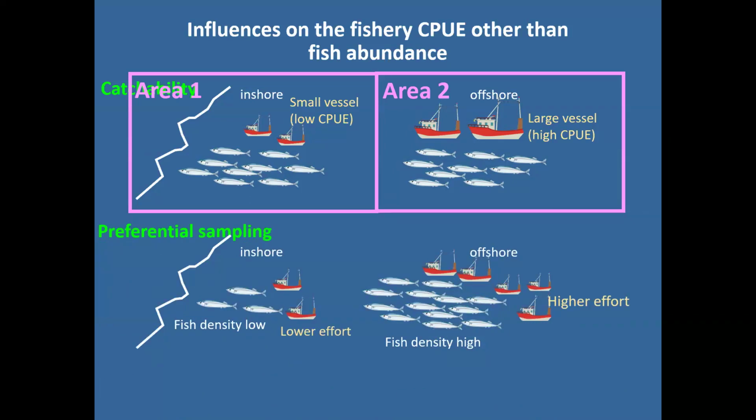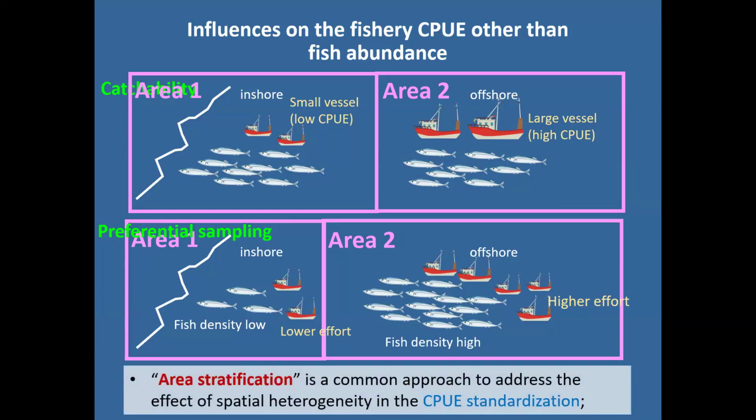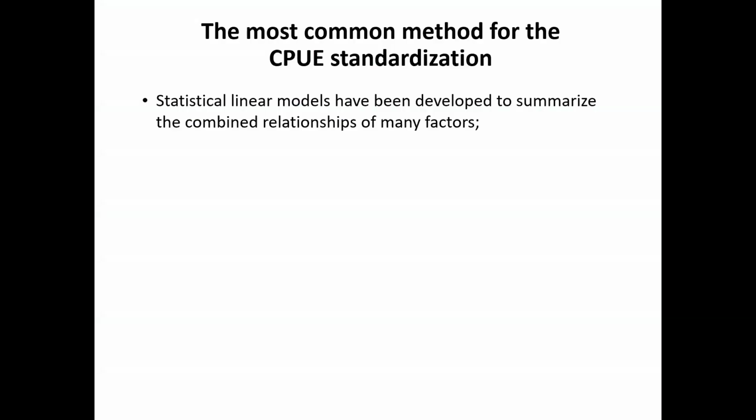Second, we can consider the preferential sampling, because fishermen cannot do random sampling. They target the areas with higher fish density. So we can use the area stratification to identify the different areas with different fish density. The area stratification is the common approach to address the spatial heterogeneity in the CPUE standardization.